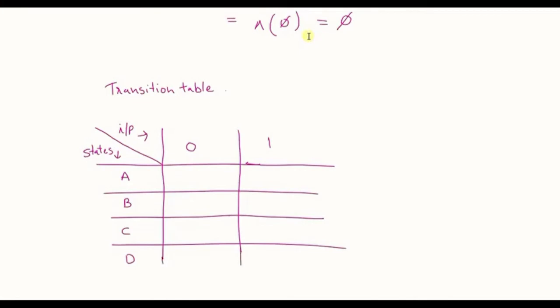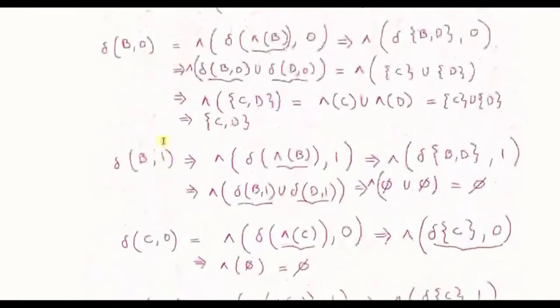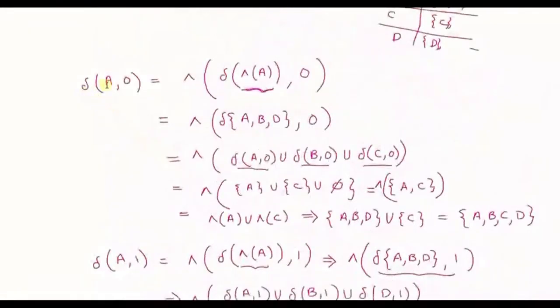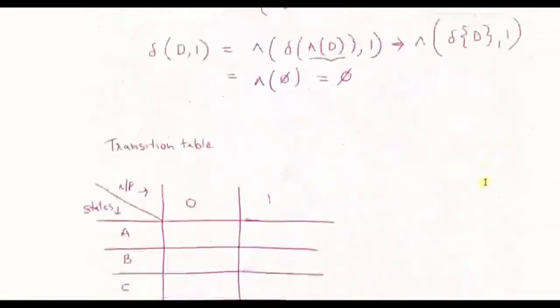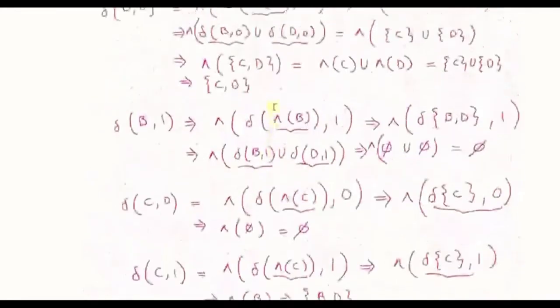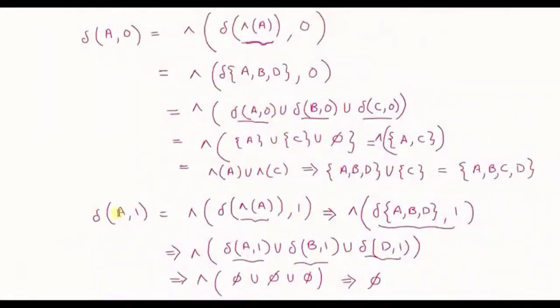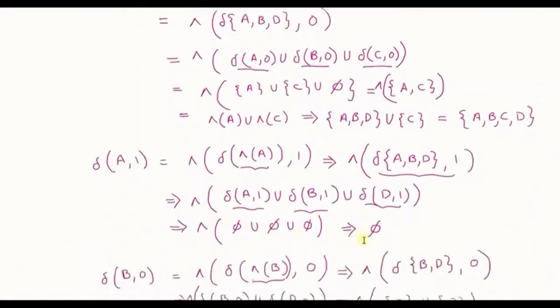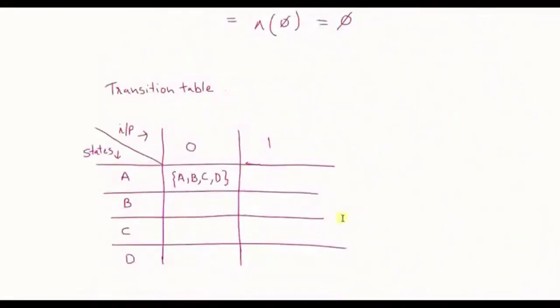And whatever we have found out, we are just going to write. Now what is transition of A on 0? We calculated A on 0 here, transition of A on 0, and that gave you A, B, C, D. So I am just going to write it here. So transition of A on 0 gives you A, B, C, and D. Next, what is the transition of state A on reading 1? So transition of state A on reading 1 gives you null. So I am going to write null here.